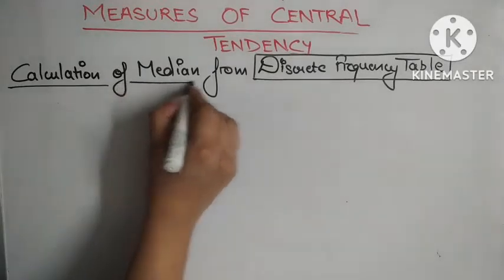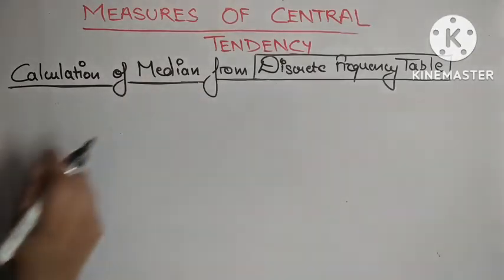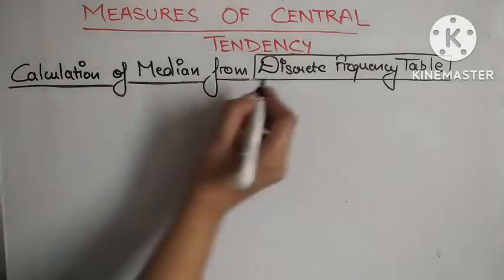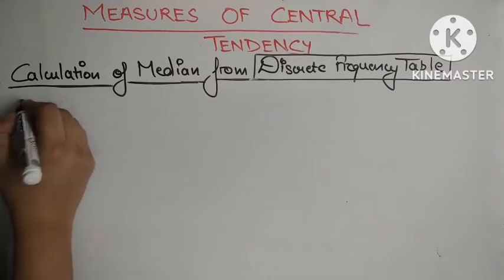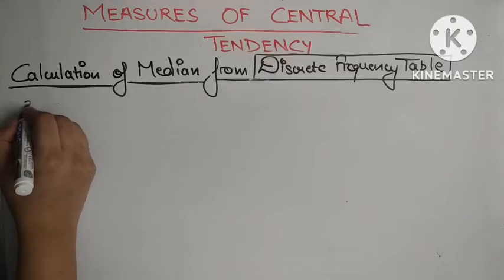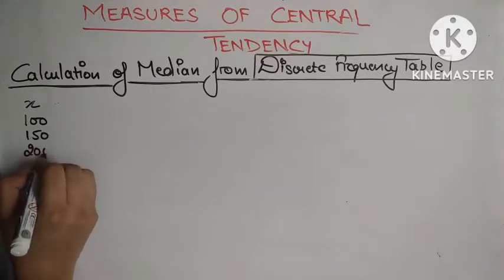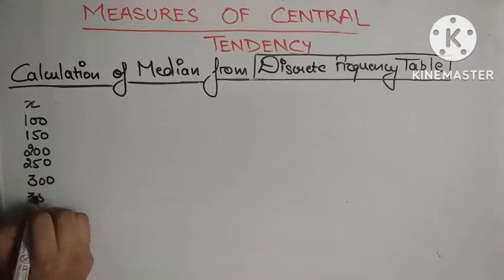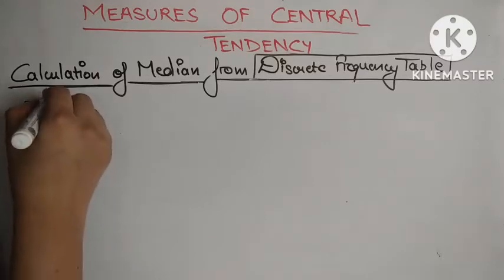So in the previous slide we have seen that it was just a set of data which was discrete only, but here we will see how you have to calculate the median if a frequency table is given to you. Now let me just draw a table for you here. So we have x given to you as 100, 150, 200, then 250, 300 and 350. Then after that, let me just draw a straight line.